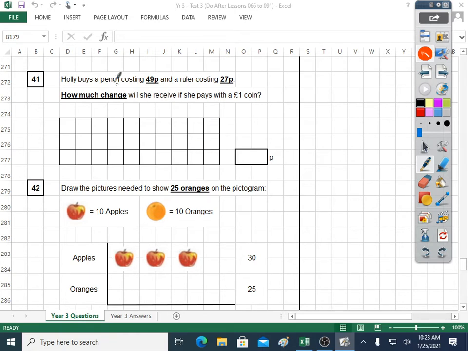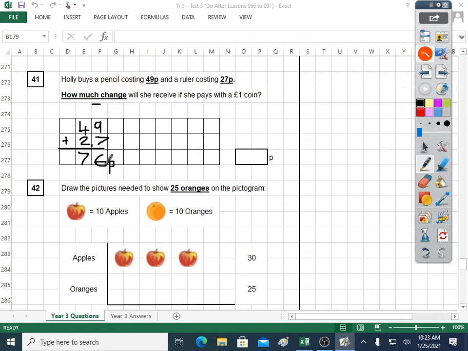So question 41. Holly buys a pencil costing 49p and a ruler costing 27p. When I see that, I'm thinking, let's find out what she spent then. So find out what she spent before we do the next bit. 76p. Remember that she spent 76p. How much change? That is a minus. Will she receive if she pays with a £1 coin?